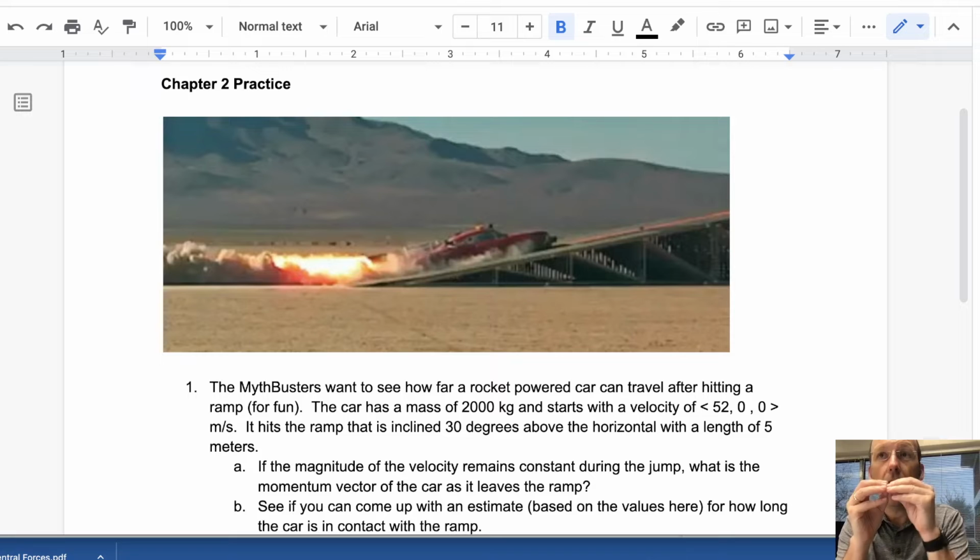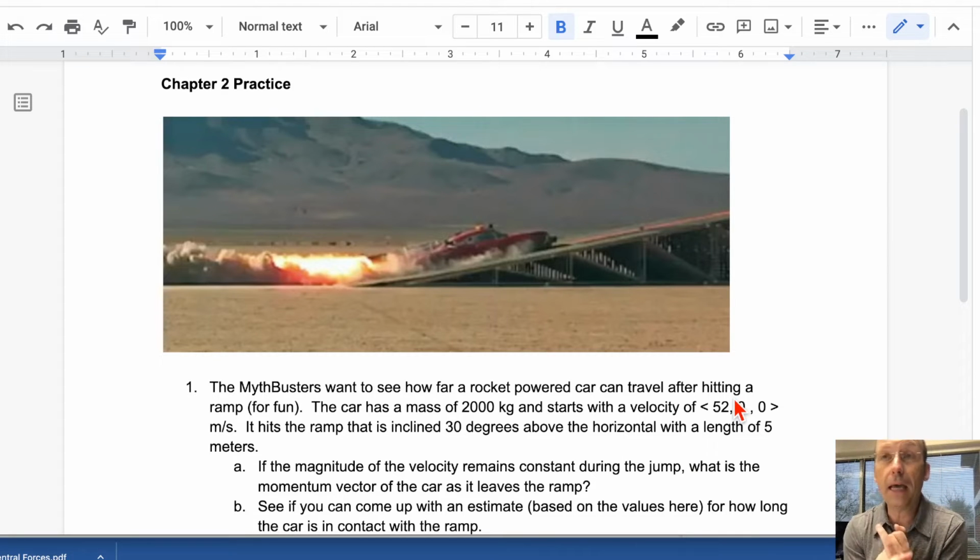Okay, so I want to use this as an example of calculating the net force on the car during this situation. So I came up with some numbers. I didn't use numbers from the show. I just kind of made them up. And I'll show you them in just a second. So 2,000 kilogram car, initial velocity of 52 meters per second in the x direction. The ramp is 30 degrees.